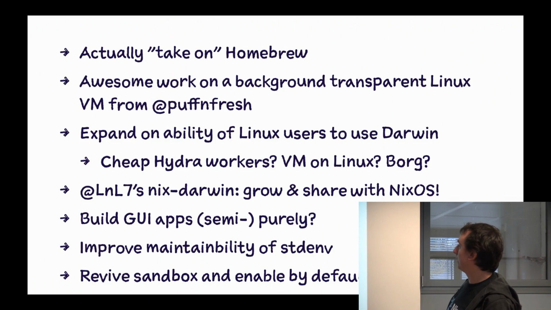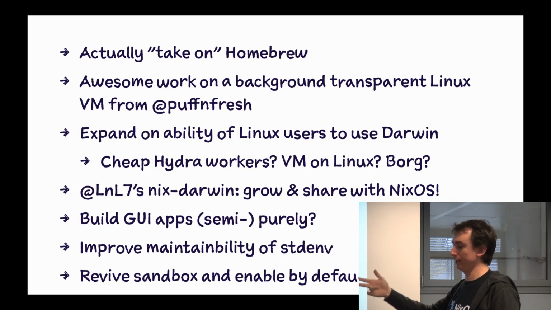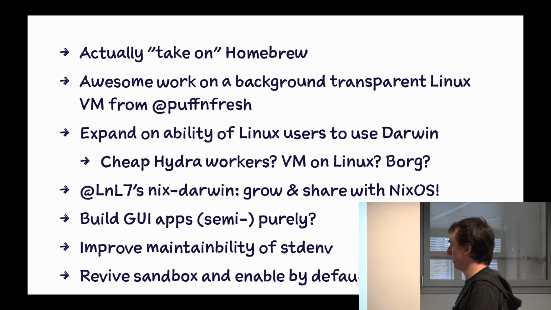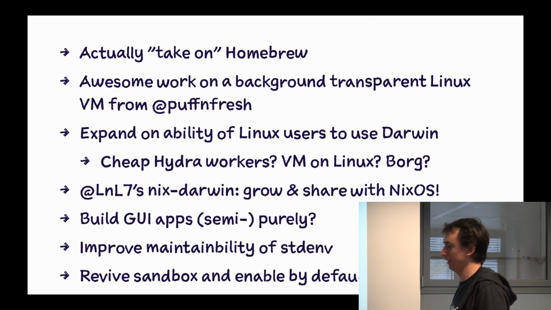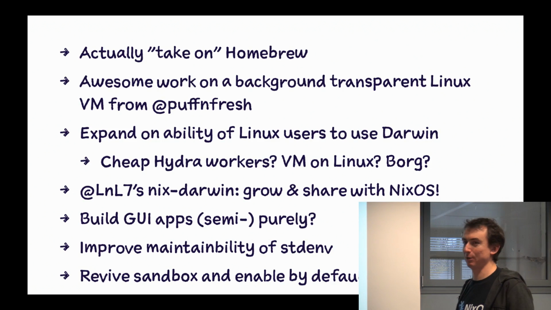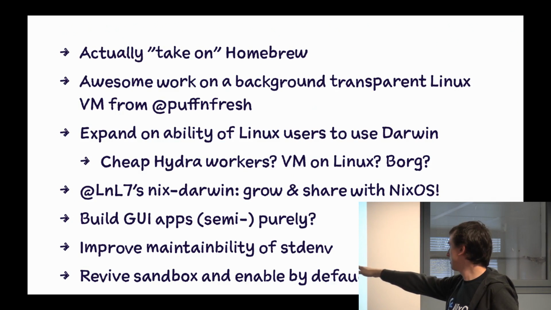One other thing we've been looking at is going the other way and creating effectively a tiny, bootable Darwin kernel for Linux users in a VM. We haven't gotten there yet, but the goal is possibly cheaper Hydra workers or a Linux VM for people to actually test stuff on Darwin without having to buy their own Mac. Obviously, Borg is a reference to Graham's bot, which will also improve the story there. Nix Darwin, as I mentioned, is great. There's a few other things.